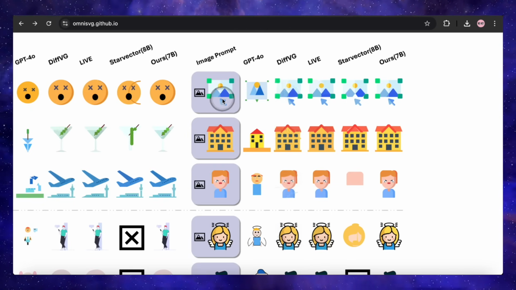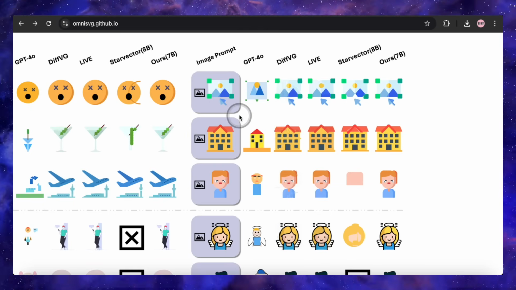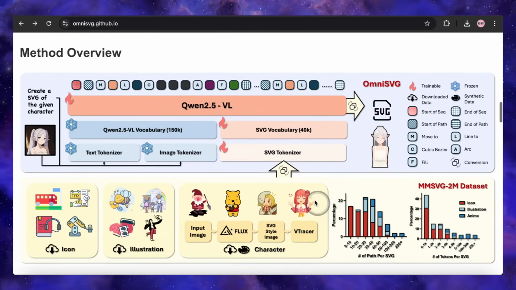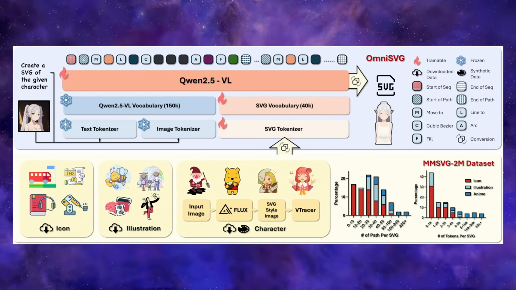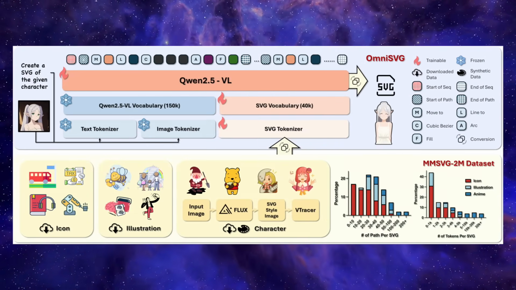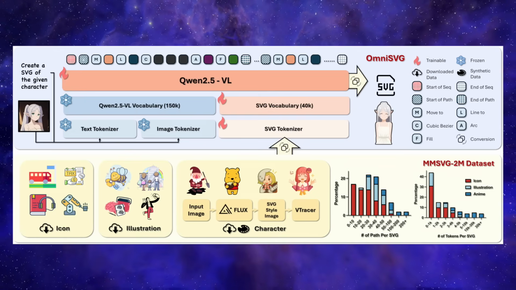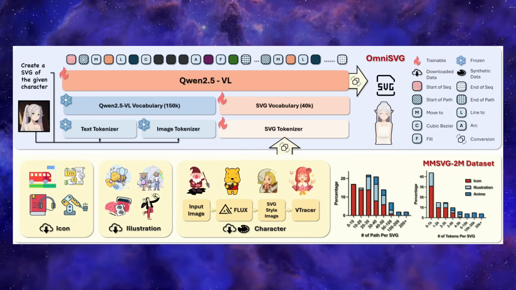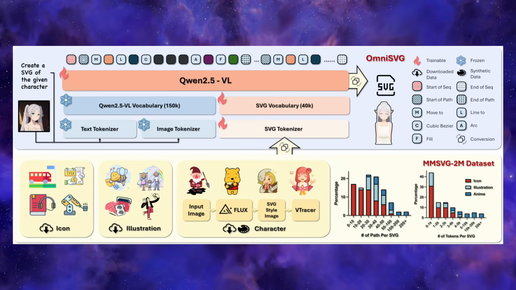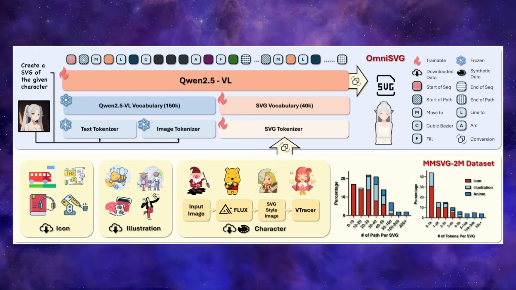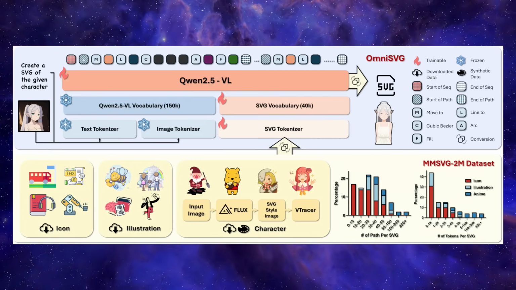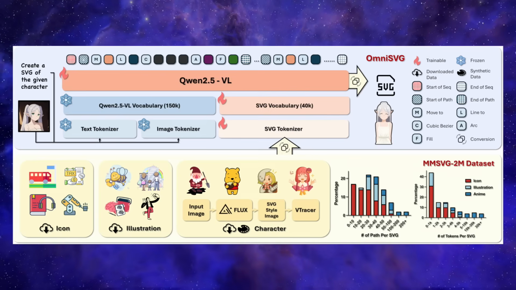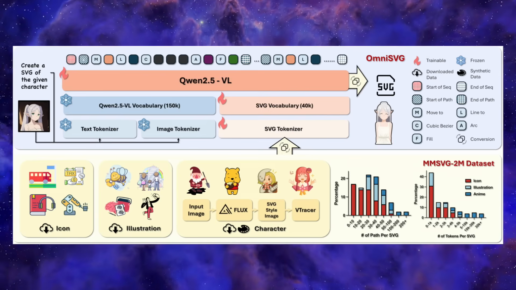So what's the magic behind this? How does it actually work so well? Well, the secret sauce is a two-part system. First, it's built on top of a powerful pre-trained vision language model called Qwen 2.5 VL, so it already has a deep understanding of both images and text. But the real genius is in its custom SVG tokenizer. Now, this is the part that's a total game changer.